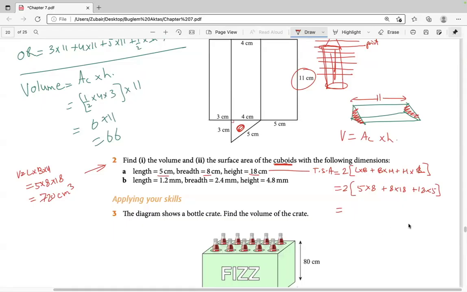274. Try 8 into 18 plus 18 into 5, and then times it by 2. So 548. And the unit will be centimeters squared. Cube is for volume and surface area is squared.